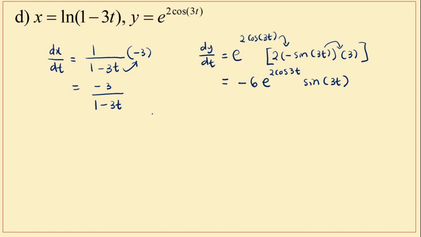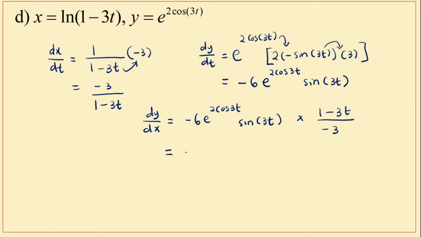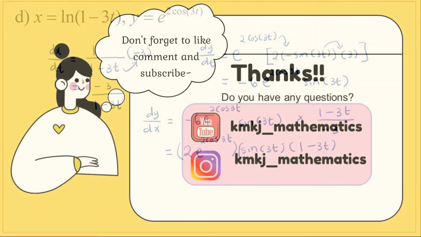Now we can substitute into our chain rule, so dy/dx will be equal to our dy over dt just now. We copy everything back, times dt over dx, so we will have 1 minus 3t divided by negative 3. Simplifying this, our final answer for dy over dx would be 2 times e to the power of 2 cos 3t times sine of 3t times 1 minus 3t. And that is basically our final answer.